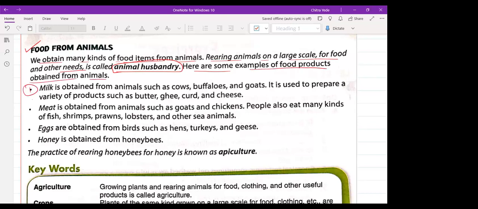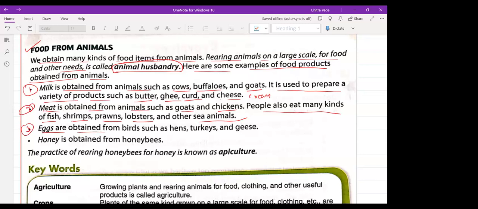First we have milk. Milk is obtained from animals such as cow, buffaloes, goat, etc., and is used to prepare a variety of products such as butter, ghee, curd, cheese, cream, etc. Second, meat is obtained from animals such as goat and chicken. People also eat many kinds of fishes, shrimps, prawns, lobster, and other sea animals as their food. So it is again one of the important sources of food.